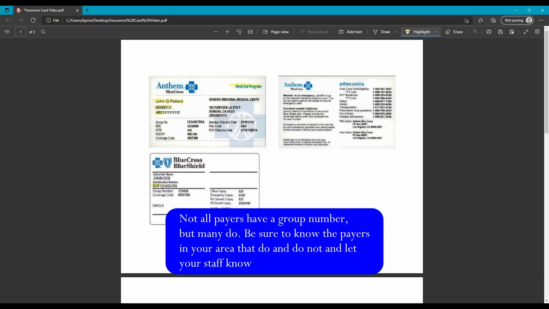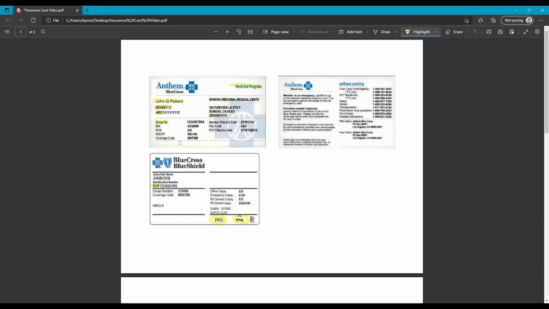The group number: not all payers have a group number. Medicare, for example, does not have a group number. There are other plans out there that do not have group numbers, but a lot of them do.